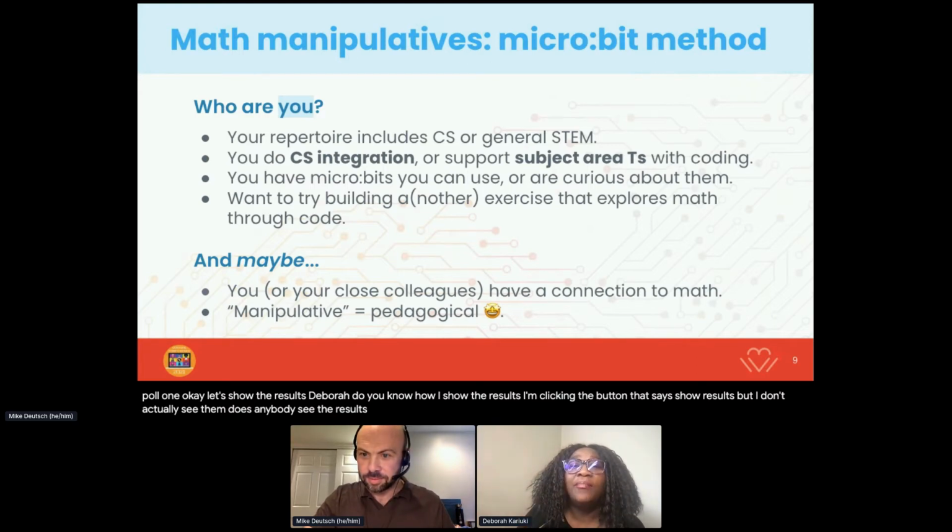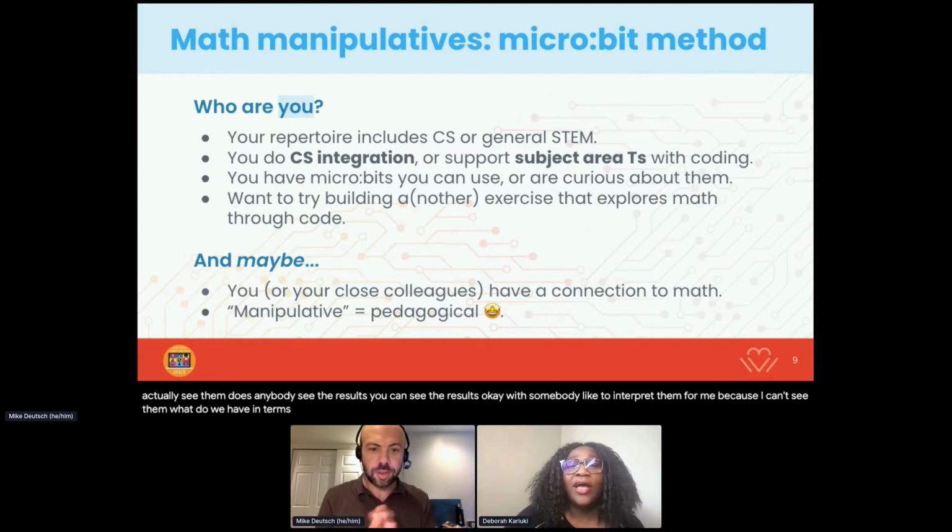When I click on them, I was able to see them. You can see the results. Okay. Would somebody like to interpret them for me? Because I can't see them. What do we have in terms of grade ranges?